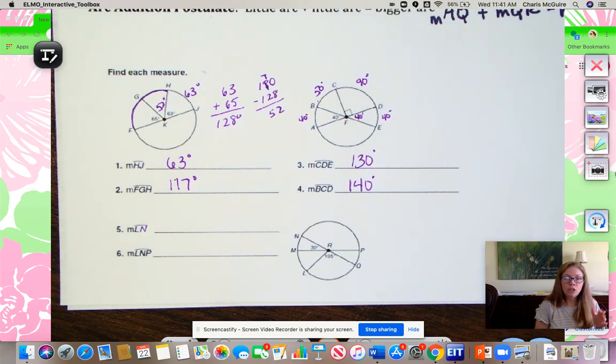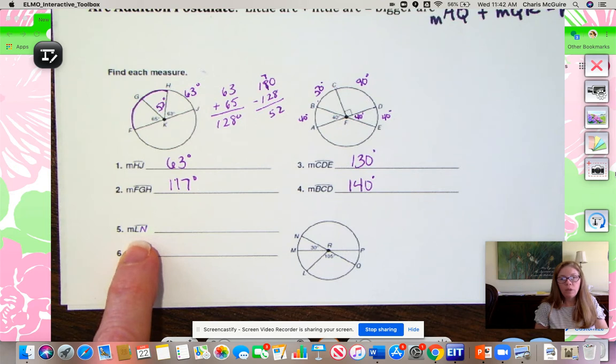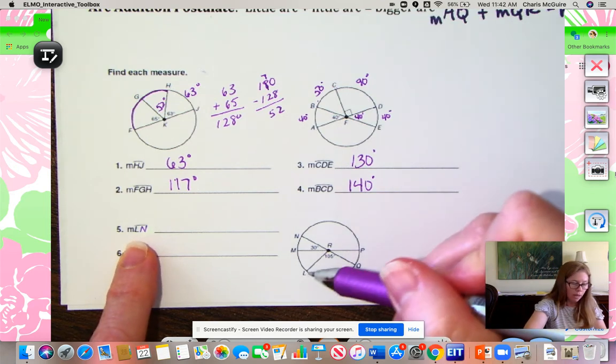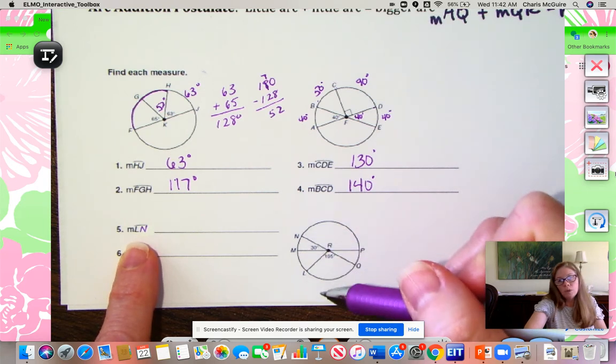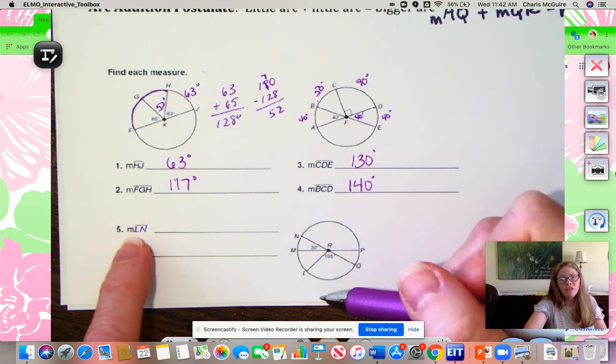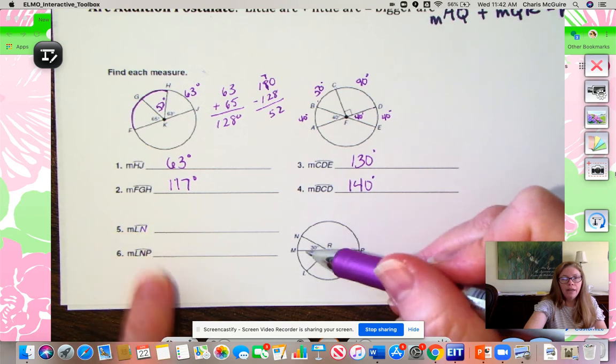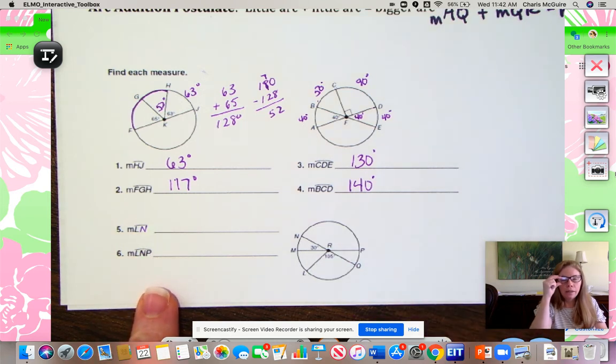All right, last two. I made a little adjustment to number 5. If you look at your paper, they're asking you to find LMN, which is a minor arc, and should be really labeled with only 2 points. So you can fix that on your worksheet. Go ahead and find LN.